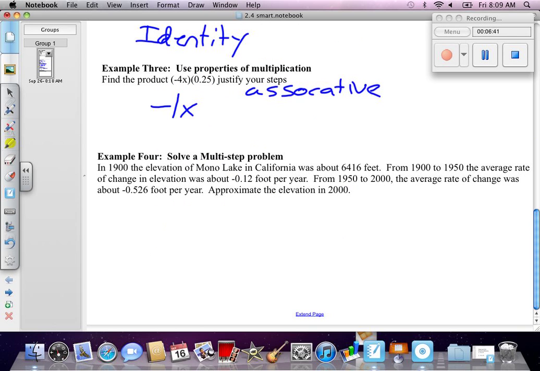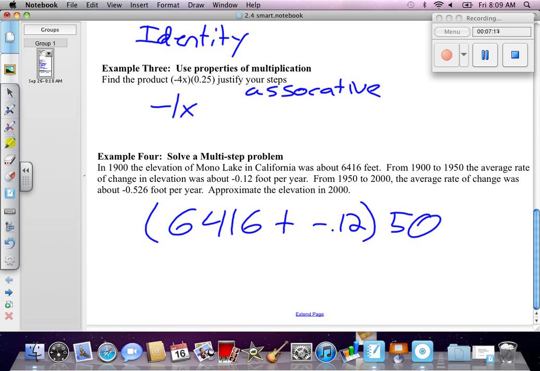Okay, so we started out at 6,416. And then we know that the average rate of change was negative 0.12. So we know each year, it went down by 0.12. Okay, how many years between 1900 and 1950? 50.